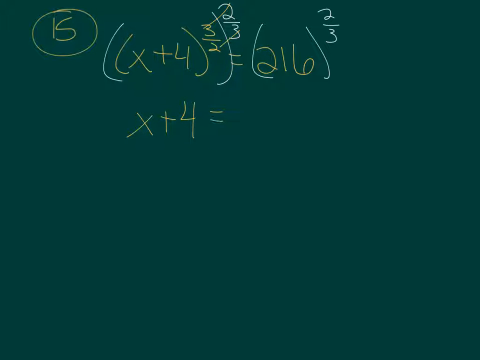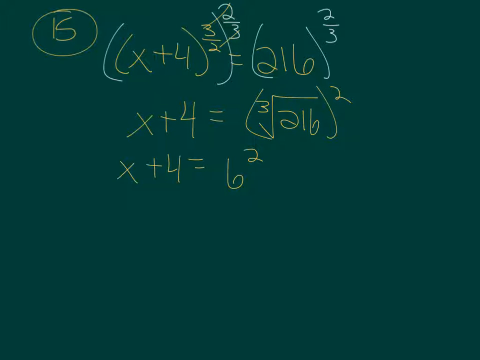Now, 2/3, remember with rational exponent, the top is a power, the bottom is a root. So here we are taking the cube root of 216, because that's the bottom number, the denominator, and we're squaring it. So we get x plus 4 equals the cube root of 216 is 6, and we're going to square that. So x plus 4 equals 36, and we get x is 32. A cube root only has one cube, so this wouldn't be a plus or minus. This is just 6, so we only have one solution here.